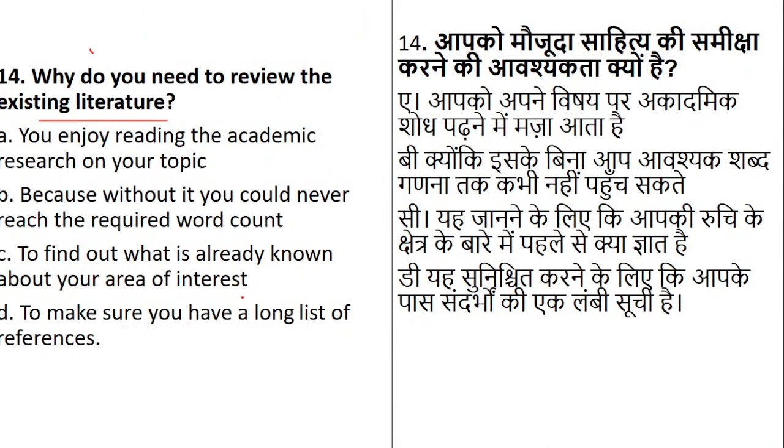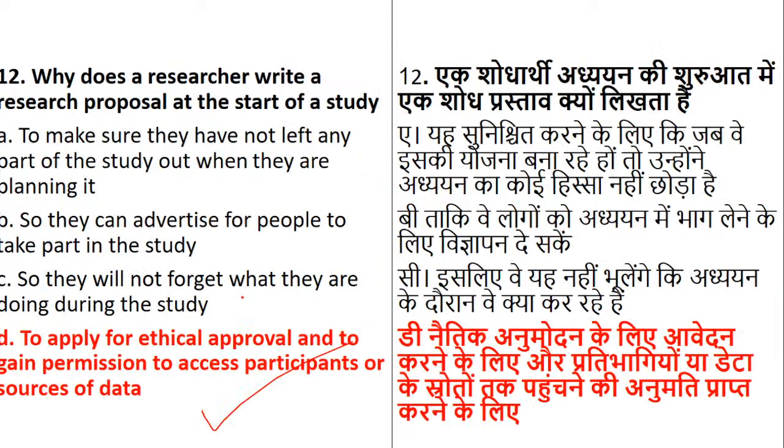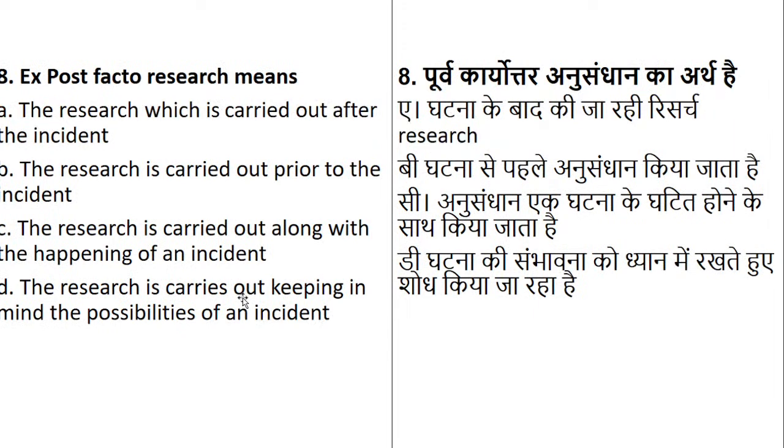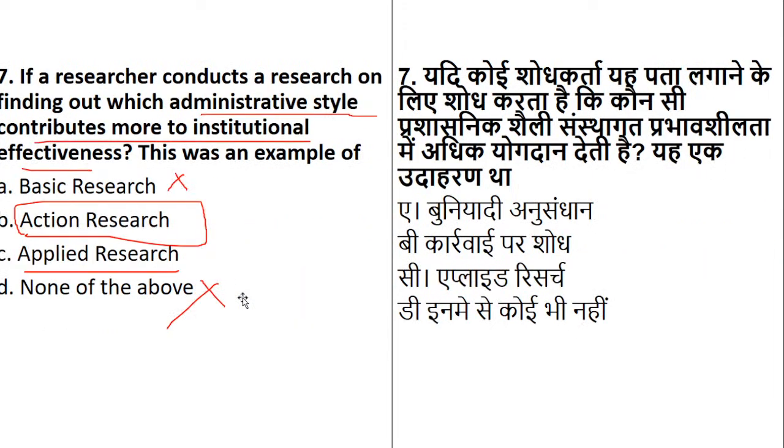Kavita, question number 7. What was that? Let me check. Here the question was, the researcher is finding out which administrative style will bring more effectiveness in the organization or institution. So which style, when applied, can bring effectiveness. That is what applied research is. Not basic research, not action research, because we are not talking about improvement, we are talking about effectiveness.